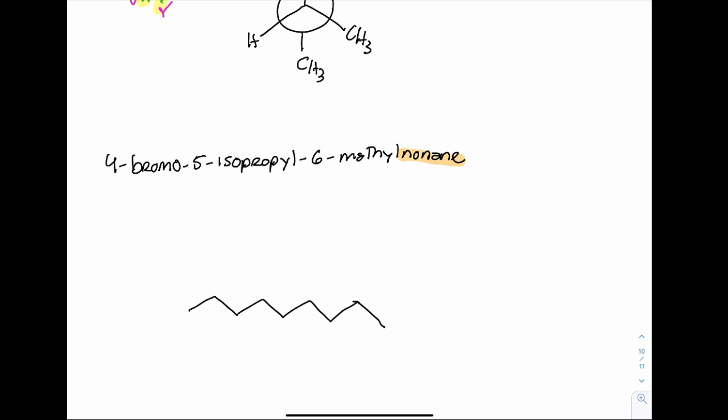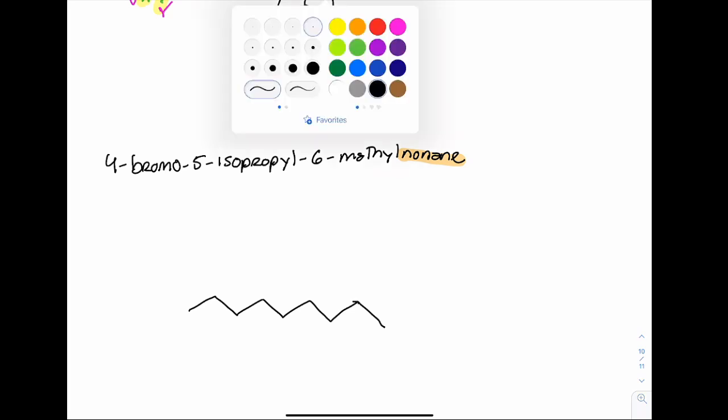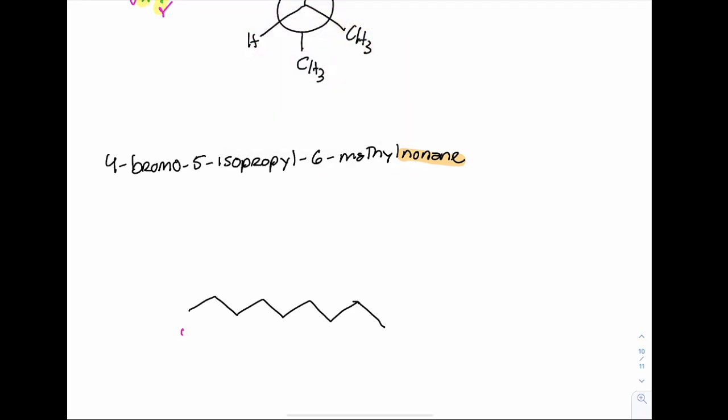Okay, so I have my 9 carbons. I'm just going to number them. I always just go from left to right.